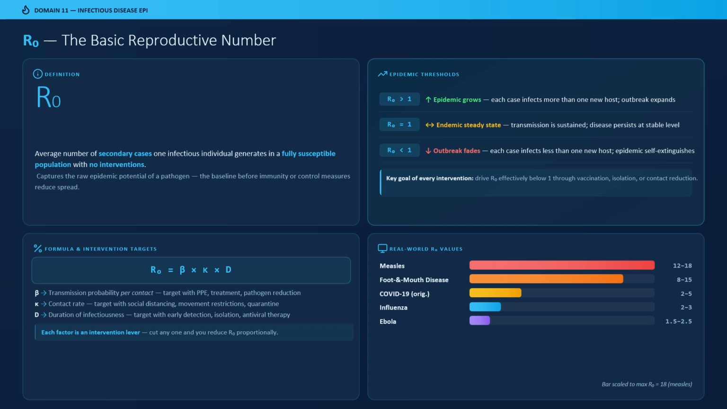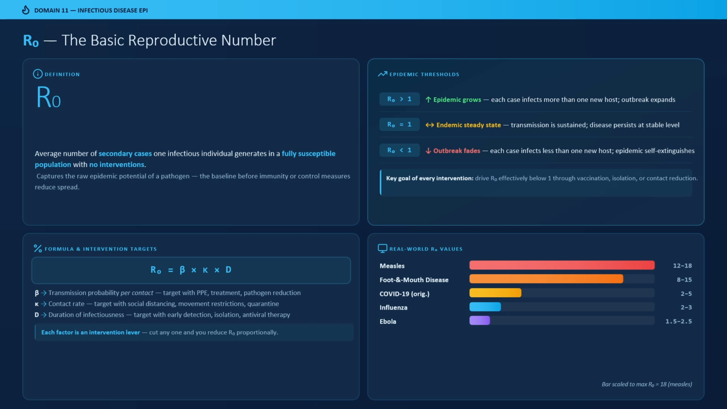R-naught equals beta times kappa times D. Beta is the transmission probability per contact. You attack that with PPE, with treatment that lowers shedding, with disinfection and pathogen reduction. Kappa is the contact rate. You attack that with social distancing, movement restrictions, and quarantine. D is the duration of infectiousness. You attack that with early detection, rapid isolation, and antiviral therapy.